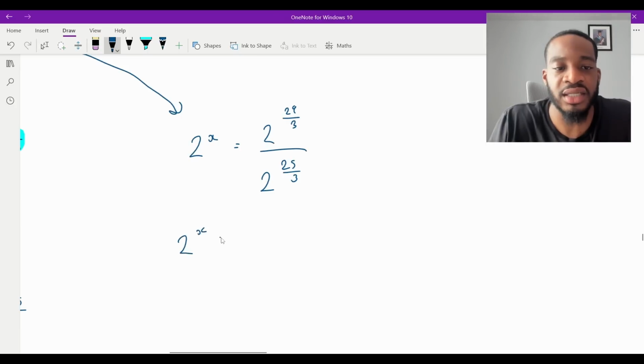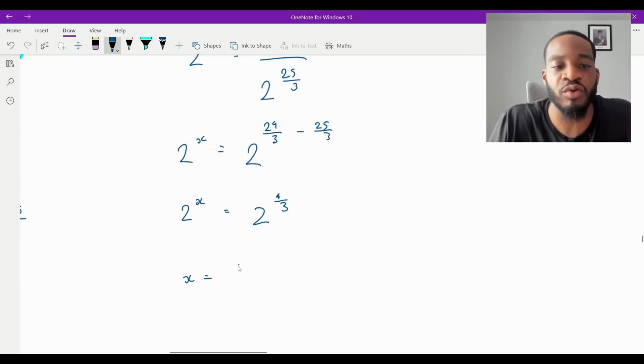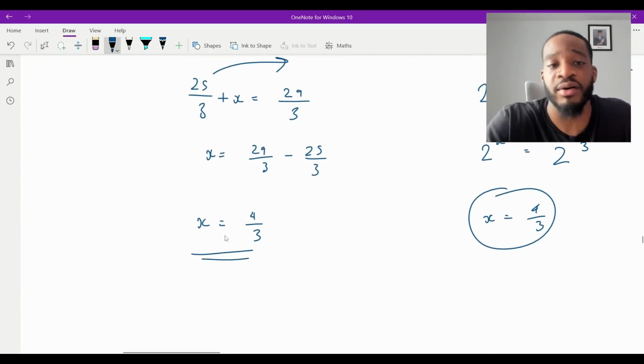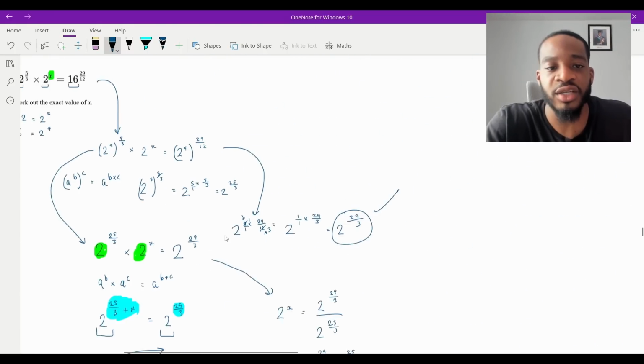So it means 2 to the x is equal to 2 to the power of 29 over 3 take away 25 over 3, which is 2 to the power of 4 over 3. So you can say that x has to equal 4 thirds because, again, the bases are the same, so the powers must be equal. So you can do it two ways, and it just depends on which way you prefer. And yeah, that's it. That is question 13 finished.